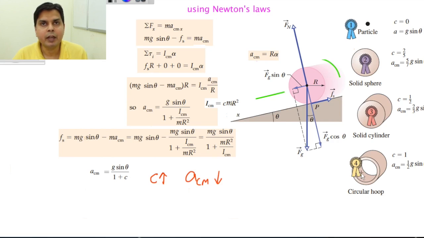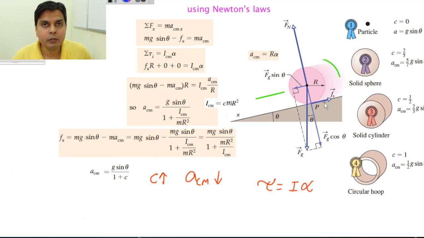So any body which is having the largest I, what will happen? You see, torque is equal to I alpha. So for the same acceleration, if a body is having the largest I, this body will require the largest amount of torque. Now in this question, which is the force which is providing the required torque? It is nothing but friction. So this friction will say, okay, you are a very big guy having very large I, I will provide you the required torque, so I will increase my magnitude.